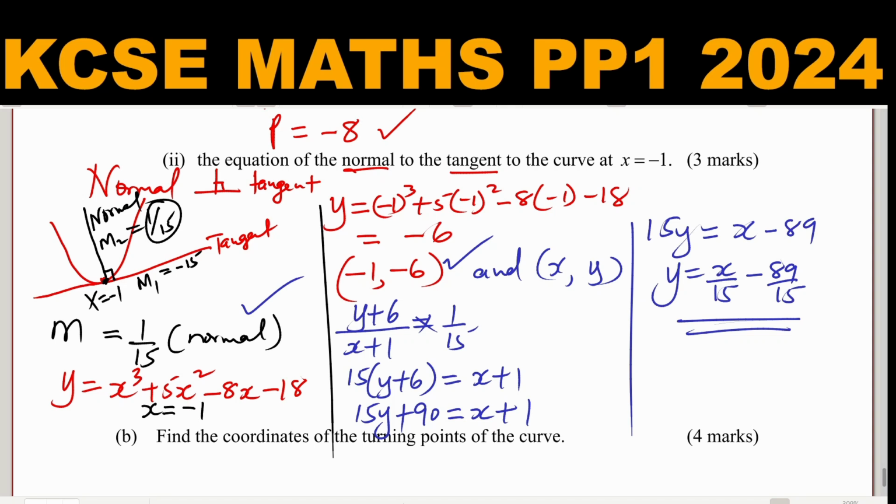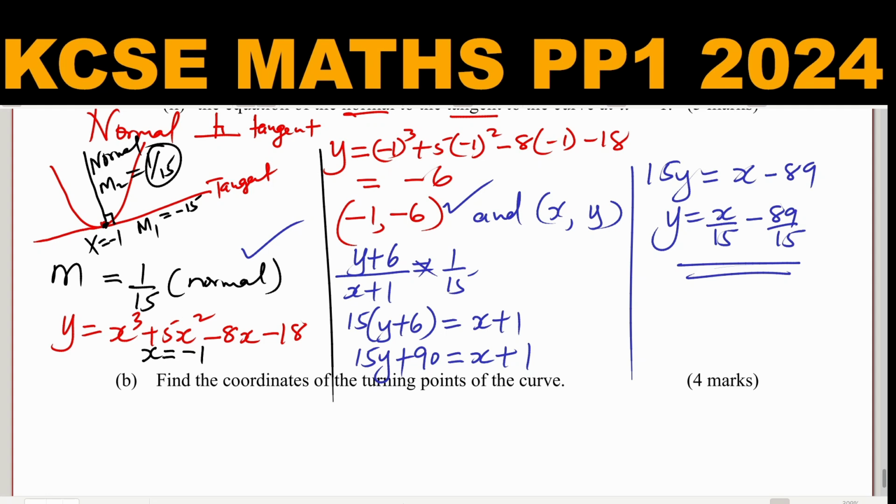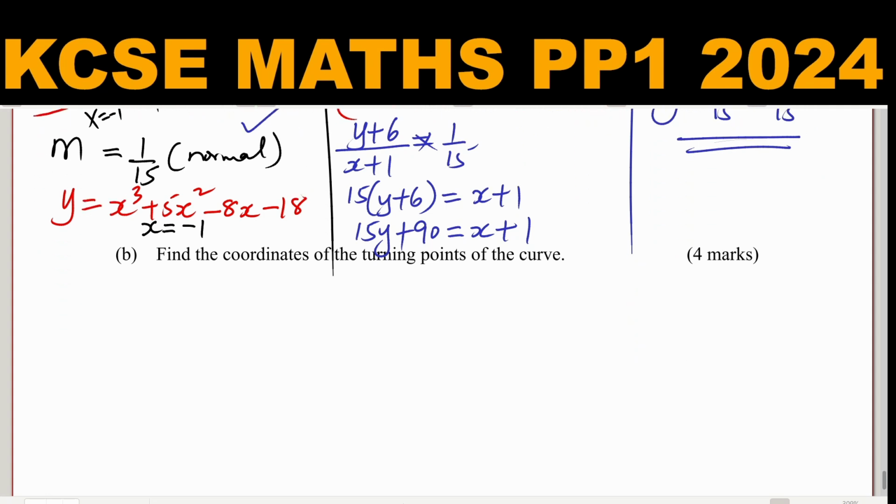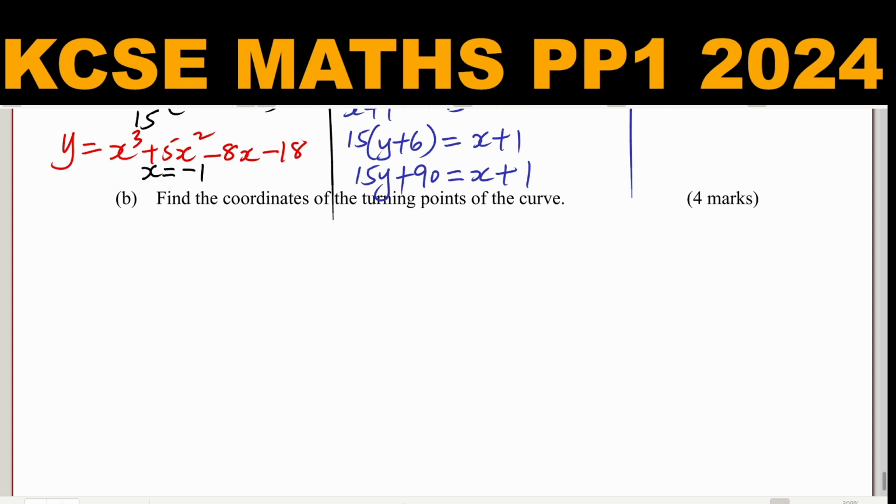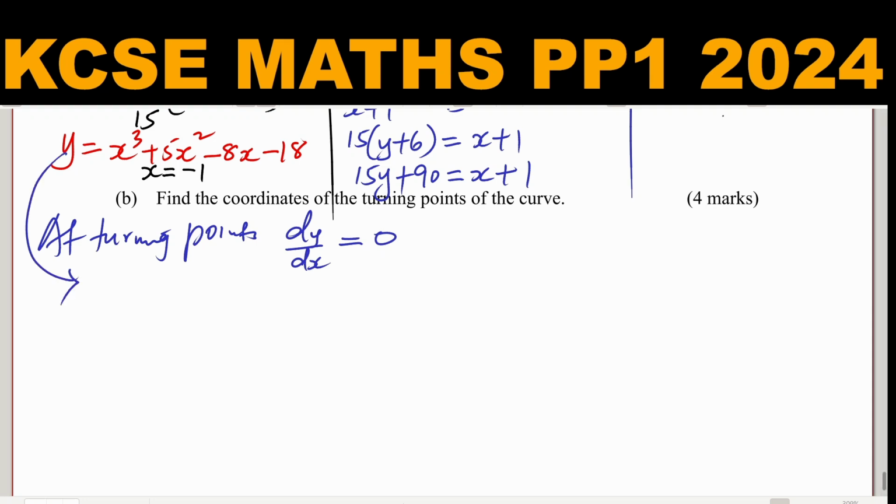Then part B, find the coordinates of the turning points of the curve. So at turning points of the curve, one thing you're supposed to know is that the gradient function will be equal to 0. The gradient at the turning point of the curve is equivalent to 0, and therefore we need to take this function. It is already here. And then we differentiate that function. Let me write it again.